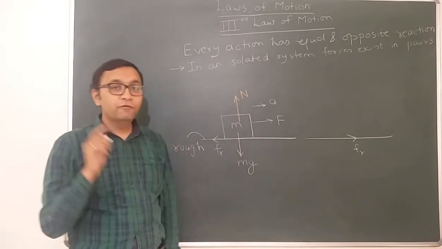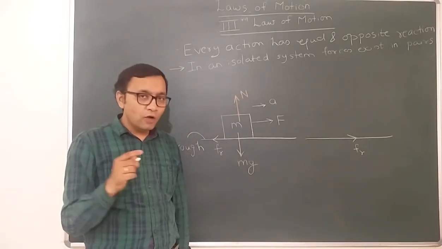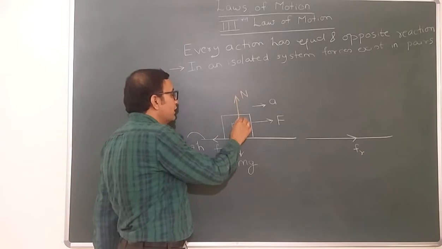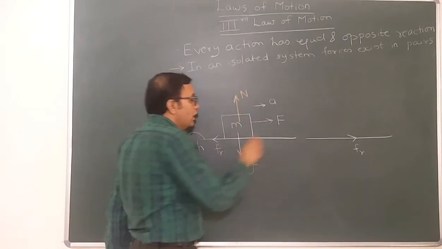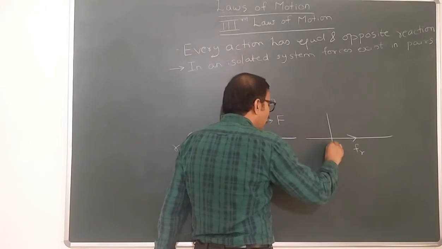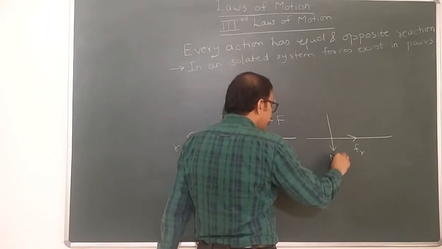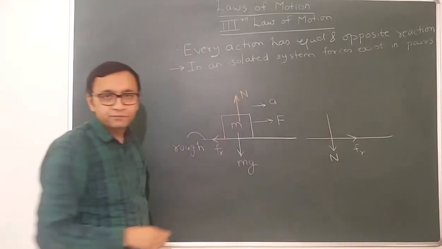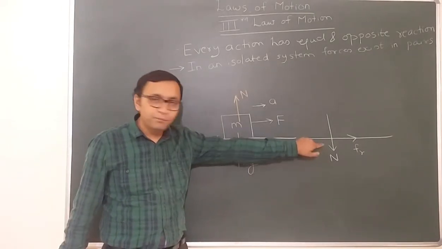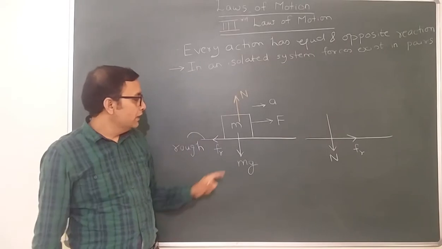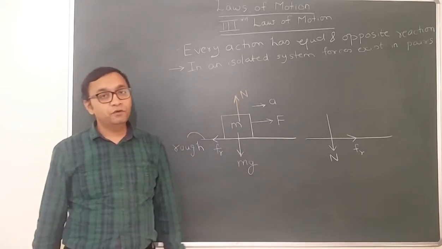Any other force the floor applies on the block? Normal reaction. The normal reaction acts like this, applied by the floor on mass m. So m applies a normal reaction on the floor in the opposite direction. So this is the pair of the normal reaction. See that the normal reaction here also tries to push the floor. So these are the pairs of the forces.